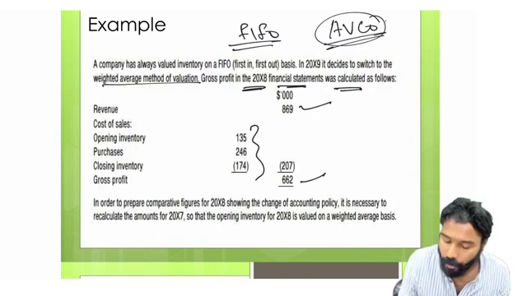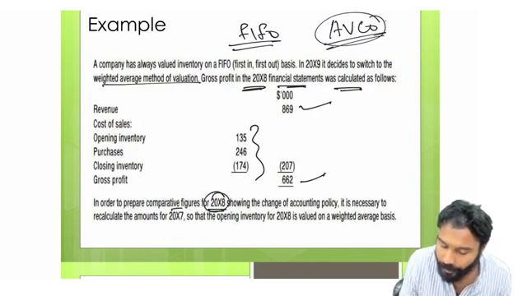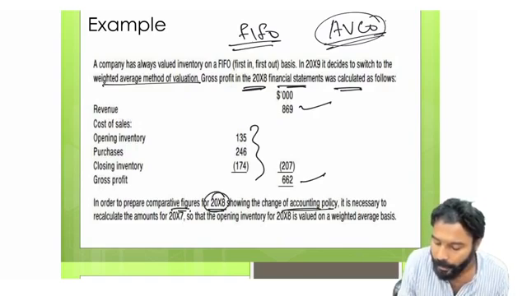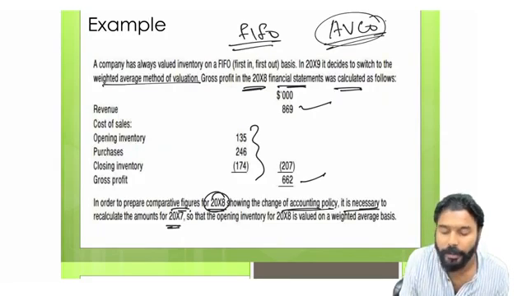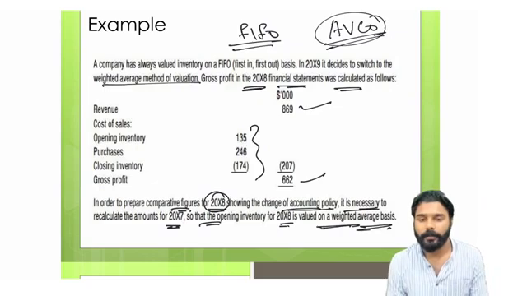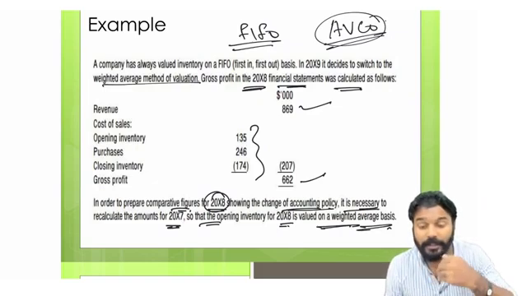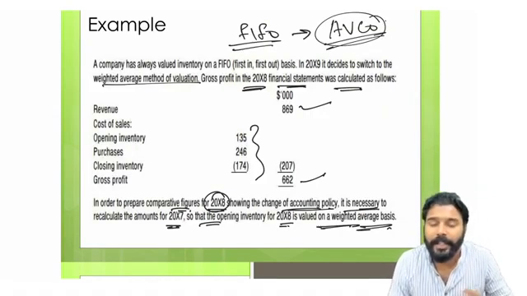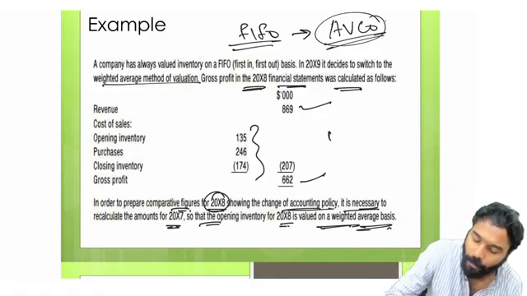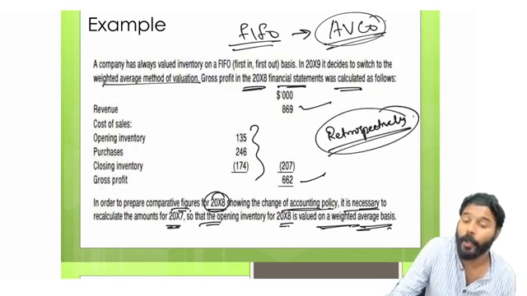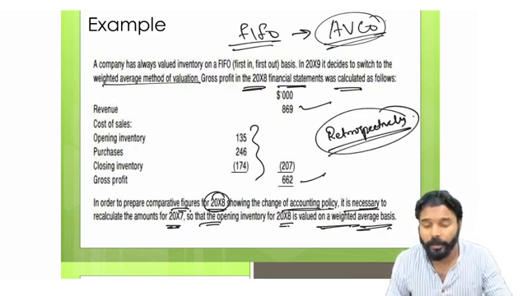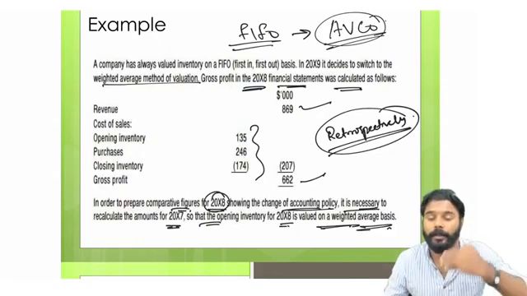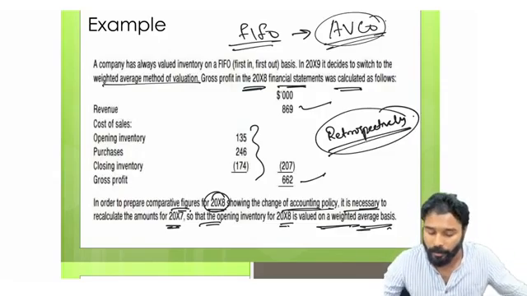In order to prepare comparative figures for 2008 showing the change of accounting policy, it is necessary to recalculate the amounts of 2007 so that the opening inventory for 2008 is valued on a weighted average basis. Here we have seen a change in accounting policy, moving from FIFO to AVCO. Whenever there is a change in accounting policy, we should make those changes retrospectively. Retrospectively means not only from the date of change to the future, we should also change the comparative figures in the past.